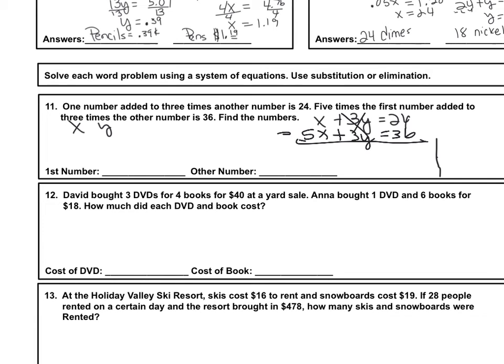So I'm going to use elimination and eliminate my y's by subtracting. So x minus 5x is negative 4x equals 24 minus 36, which is negative 12. Divide, so x equals 3. So my first number is 3. And then I can plug this in. 3 plus 3y equals 24. So 3y equals 21. So y equals 7. So the other number is 7.